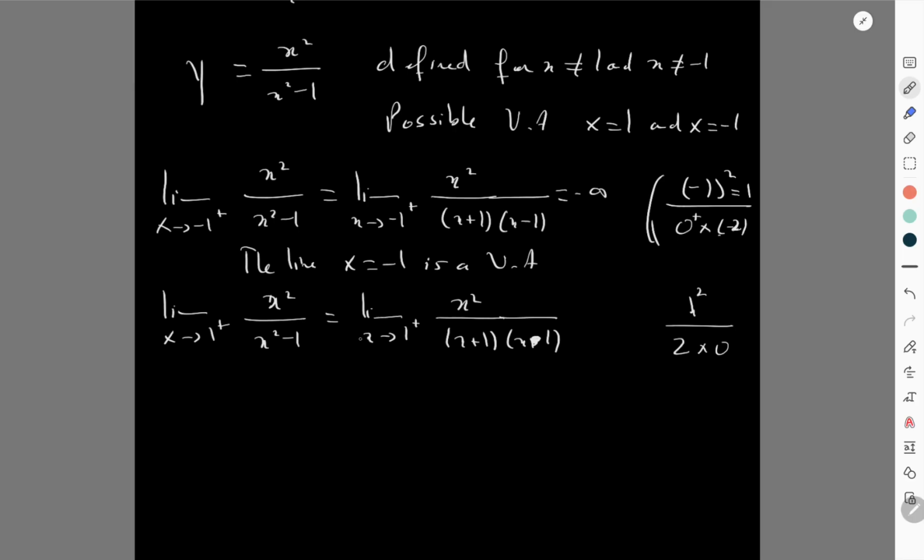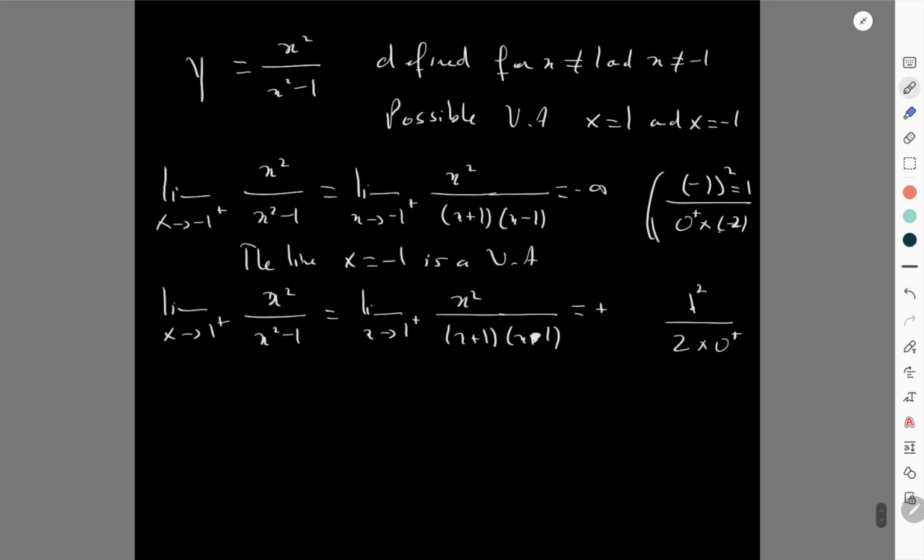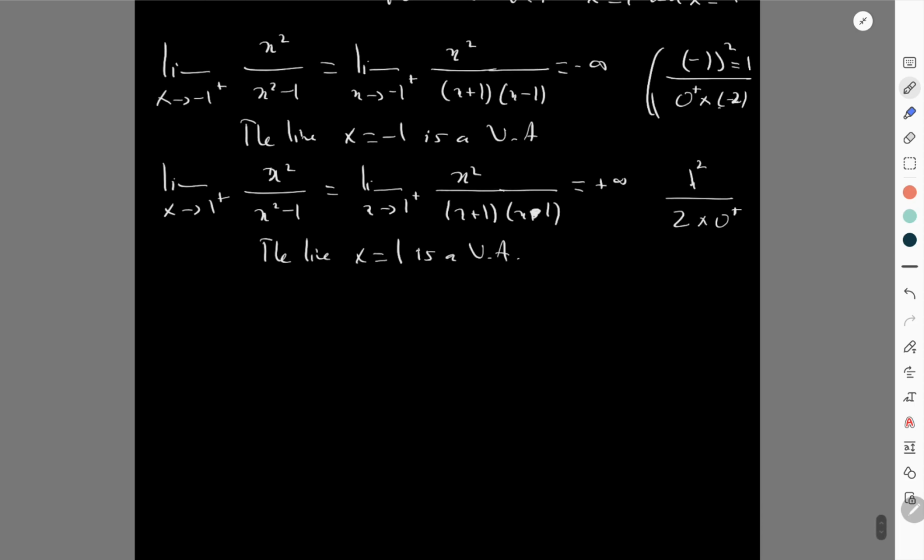So let's take just x going to 1 plus, then I'm sure that x minus 1 is positive. It is going to 0 while remaining positive. So I get here plus infinity. So the line x equal 1 is a vertical asymptote.